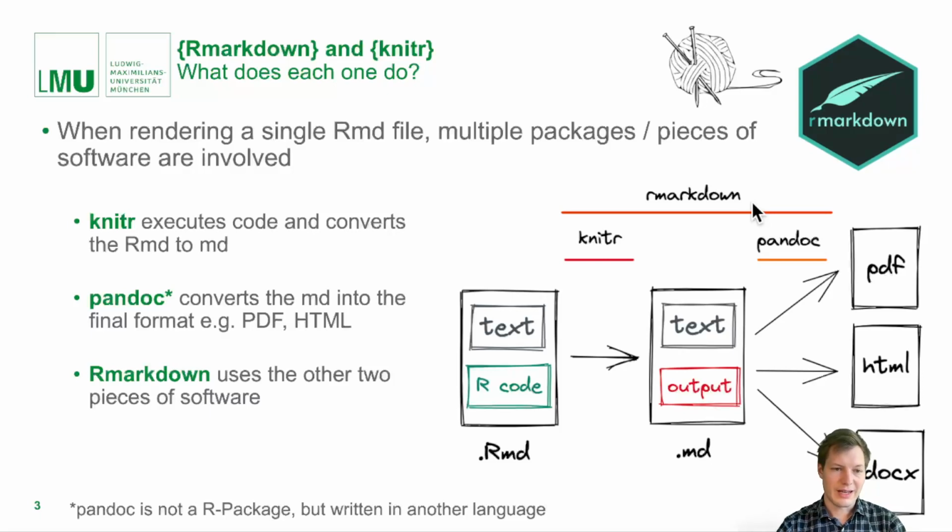That's just a nicer write-up I did of these things. So first, knitr executes the code and converts the RMD to MD.